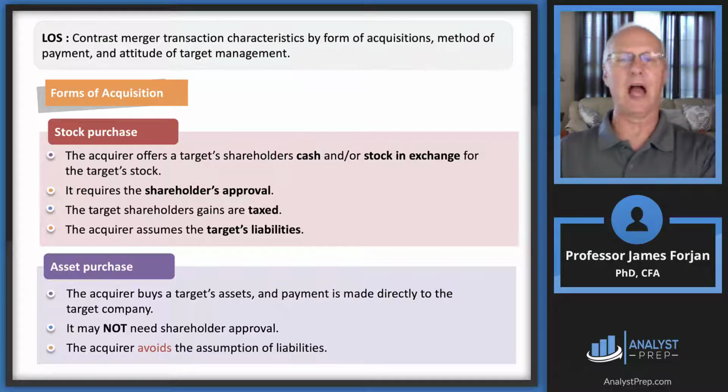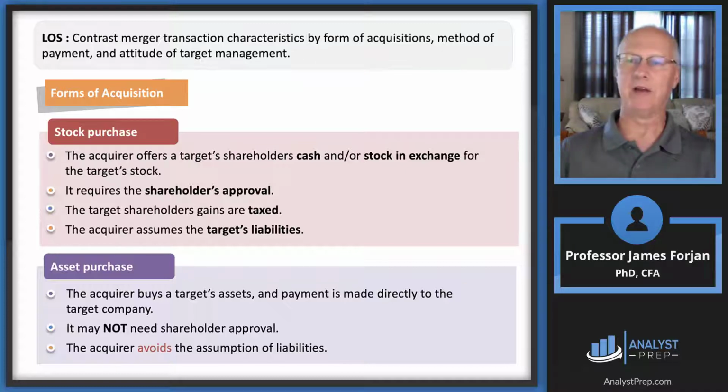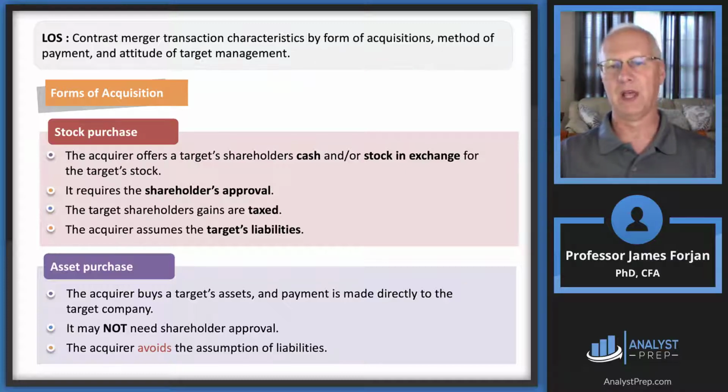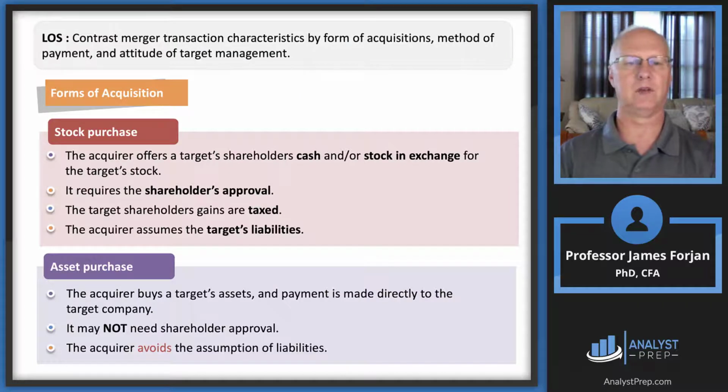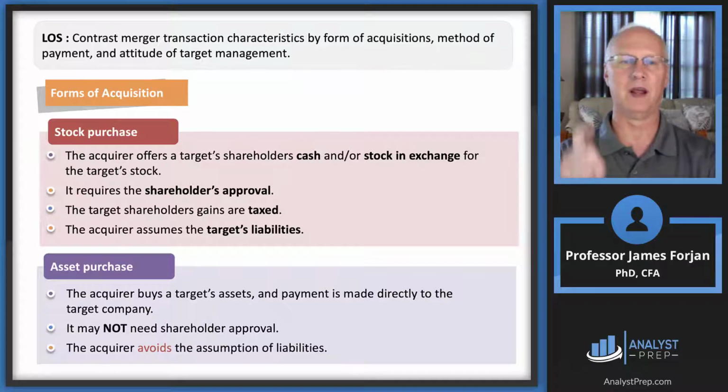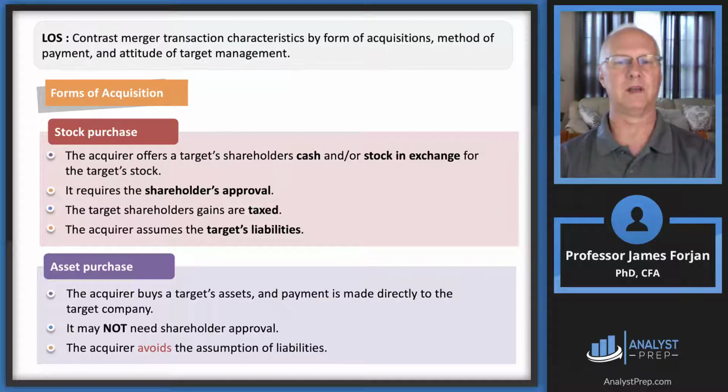So I can offer cash, I can offer shares of my own stock, or maybe even some bonds as well. This is going to require approval of those target shareholders. And of course, the target shareholders have a tax liability. If I pay cash, they have an immediate tax liability. If I pay shares, then it's deferred until they actually sell those shares. And then I assume the entire financial statements of that target firm, including its liabilities. That's an important concept, and we'll talk about it when we look at takeover defenses.